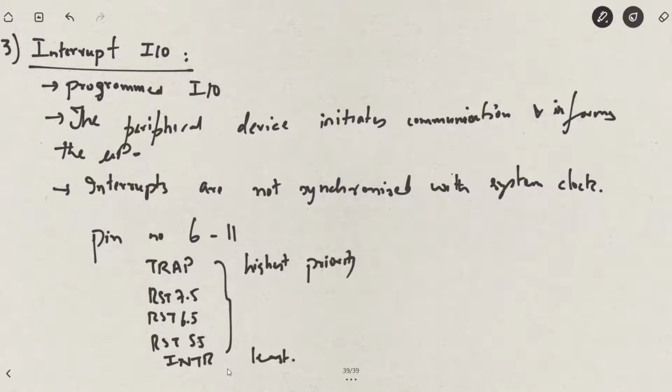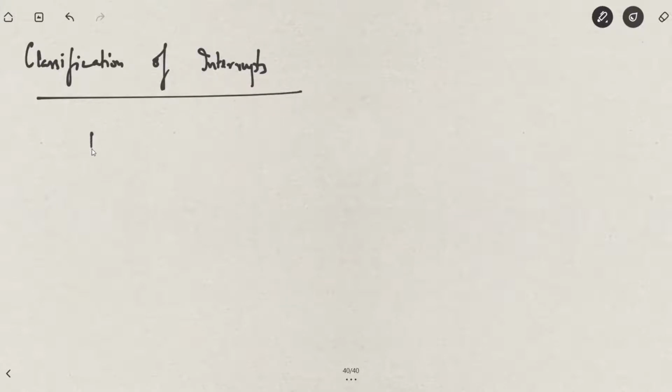So you have five different interrupts: TRAP, RST 7.5, 6.5, 5.5, and INTR. TRAP has the highest priority and INTR has the least priority. So using these pins, the external device can interrupt the microprocessor. Fine. Apart from this, the interrupts are also classified into two classes. You have maskable and non-maskable interrupts.